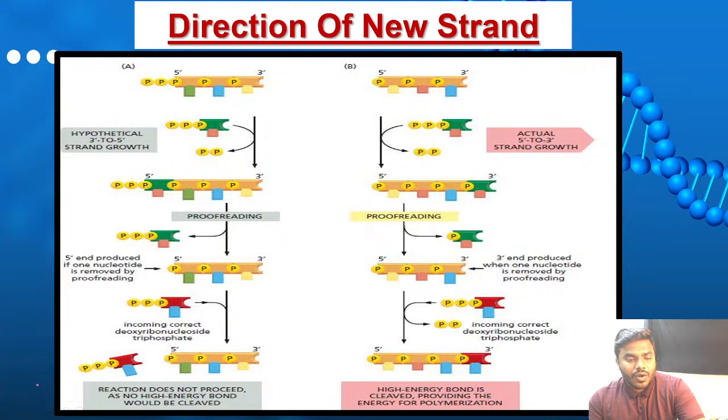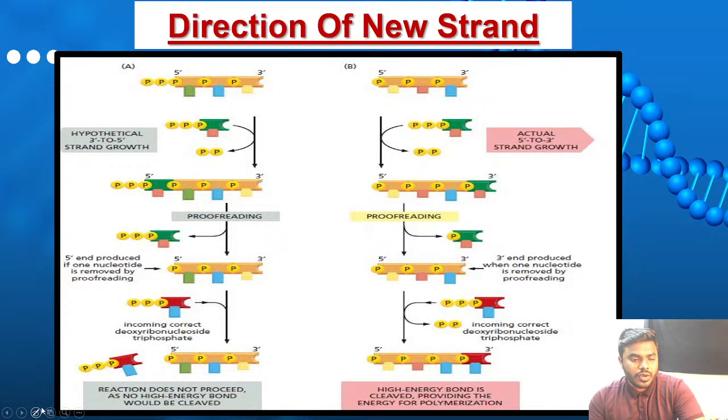So friends, what is the final statement I want you to know? The major reason why the DNA strand is synthesized in the 5 prime to 3 prime direction is that a high energy bond is cleaved. You can ask me, sir, what is the high energy bond here? Of course, my friends, the phosphate group. Because of the presence of the phosphate group, the energy will be released, then the nucleotide can be added.